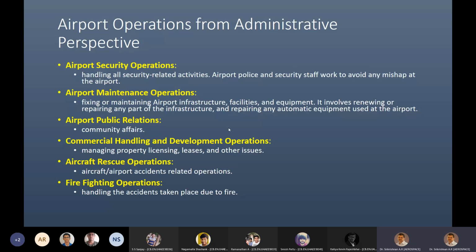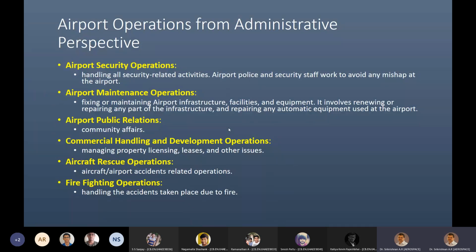So it's an entirely different stream. So please note that when we are talking about categorizing from the administrative perspective, security operation and maintenance operation, as we can see, are quite different, quite diverse, right? So you need to have a person who should manage the security operations. You certainly need to have a different person who is focused and who is experienced in the line of maintenance operations, overseeing that particular stream of activities.